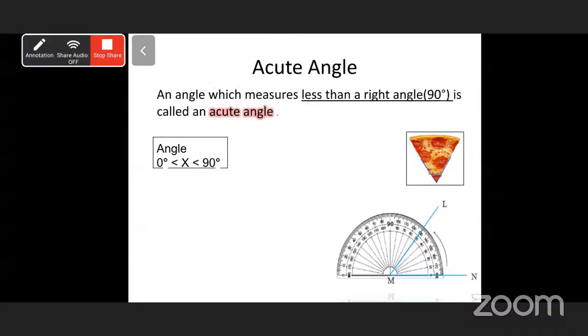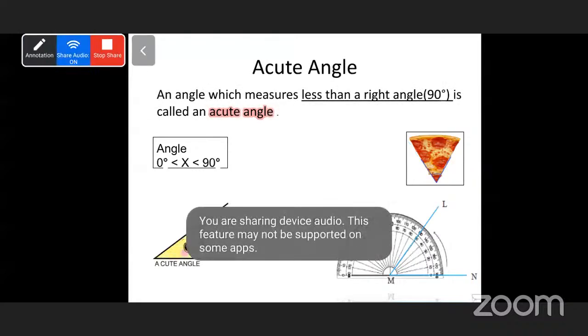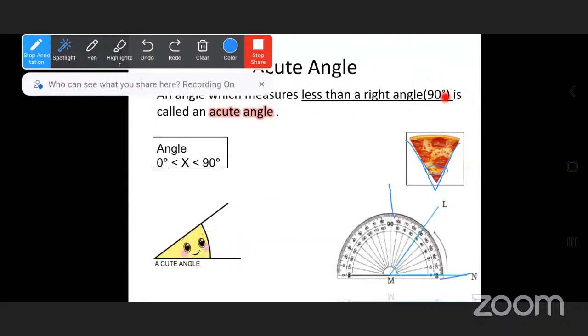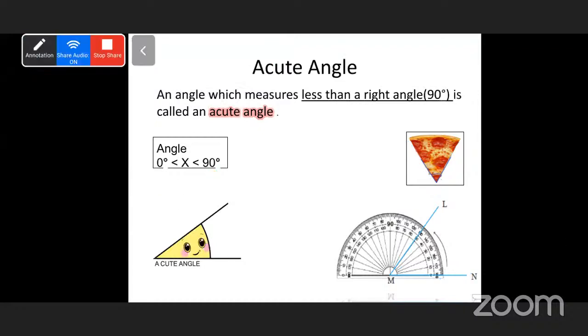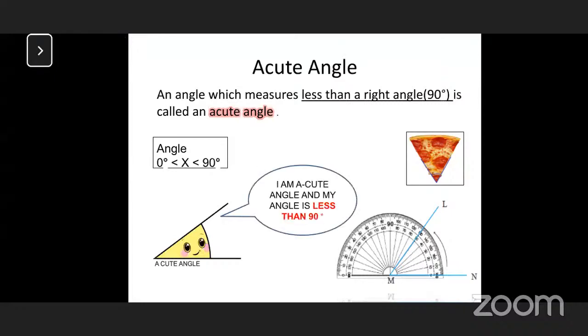What is an acute angle? Here the angle is less than a right angle, or we can say less than 90 degrees. This is how we can represent it. It lies between 0 degrees and 90 degrees. Now what is the name? We call it an acute angle. If we see the smiley, again the smiley is also cute. So it is an acute angle and the angle is less than 90 degrees. Okay, we'll move to another type of angle.